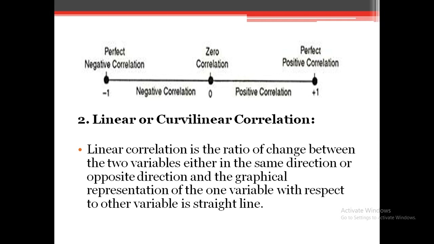The next type is linear or curvilinear correlation. What is this? It is a ratio of change between the two variables, either in the same direction or in the opposite direction. The graphical representation of one variable with respect to the other variable is a straight line. So here the two variables will vary in the same direction or in the opposite direction. If the sales of bread are increasing, then the sale of butter is also increasing. So it will establish a linear relationship in a straight line. Vice versa, if the sale of bread is decreasing, then the sale of butter will decrease. So both variables are increasing or decreasing in the same direction.